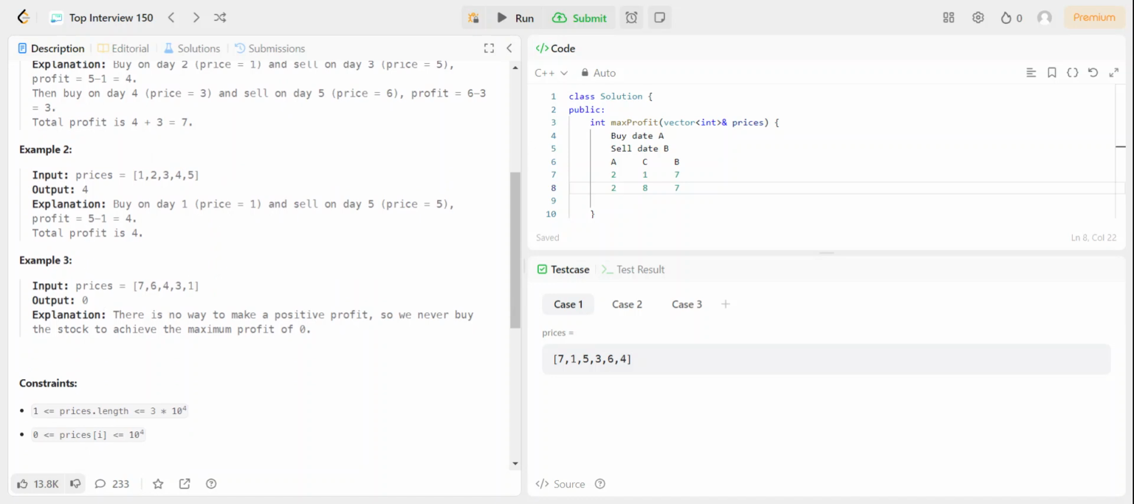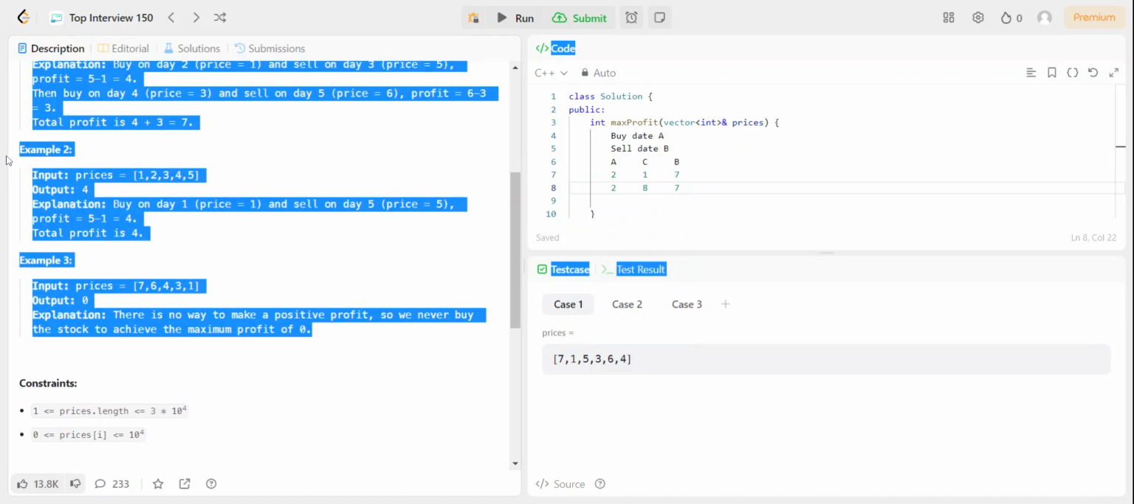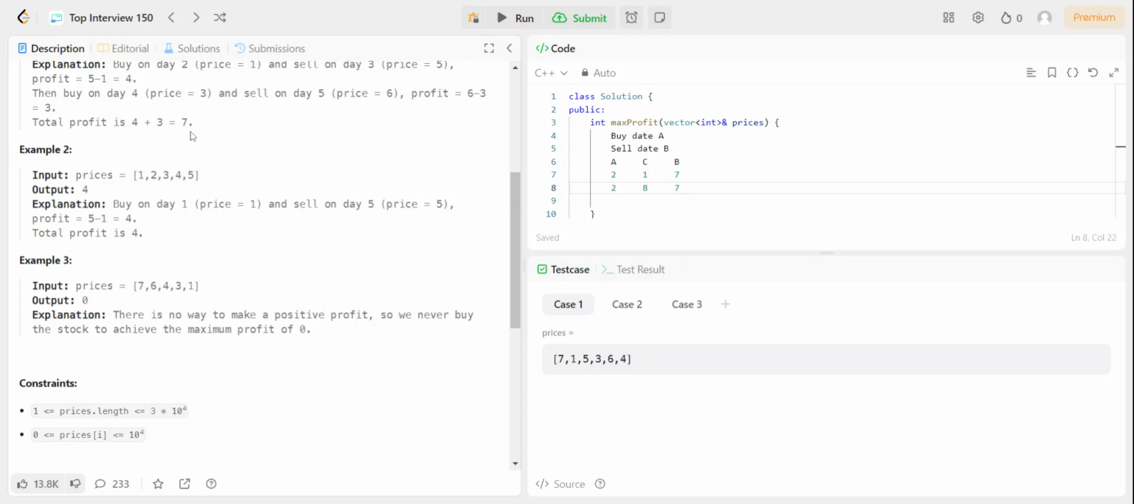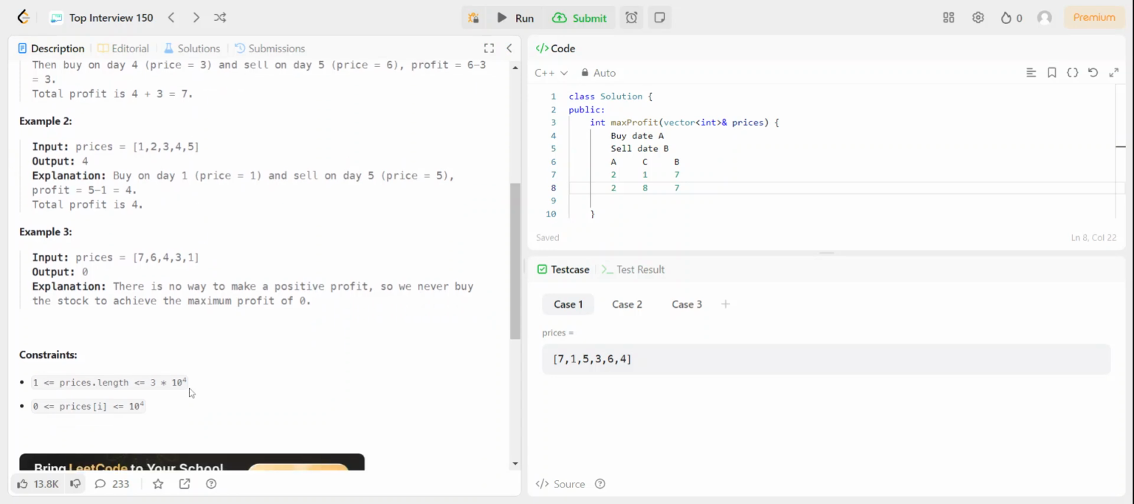Example two and three are similar. You guys can read it over here, I'll give you a couple of seconds. The constraints are not too special either. It's 10 to the power of 4, which is manageable.